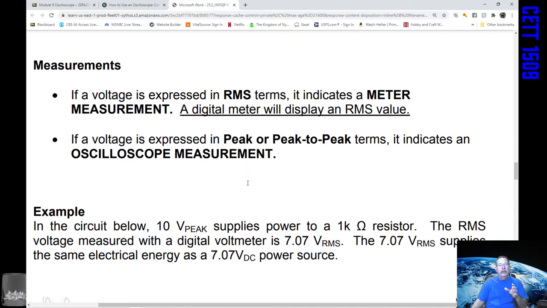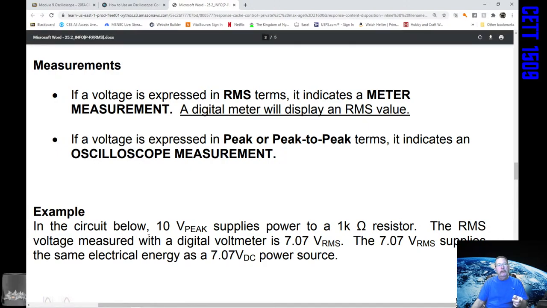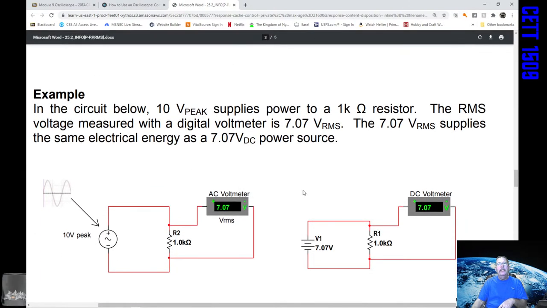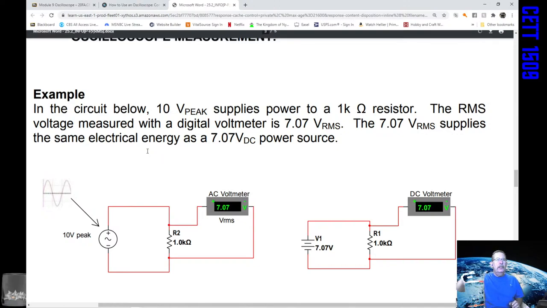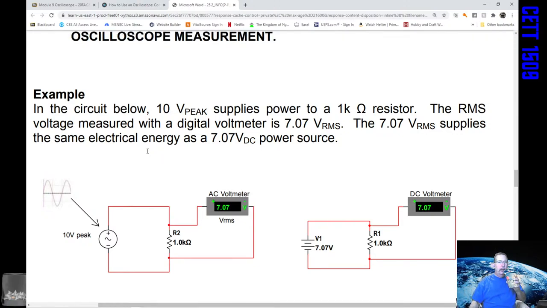We're going to go over a few things. So in the circuit below, 10 volts peak supplies power to a 1K resistor. The RMS voltage measured with a digital voltmeter is 7.07 volts RMS. The 7.07 volts RMS supplies the same electrical energy as a 7.07 volt DC power supply.